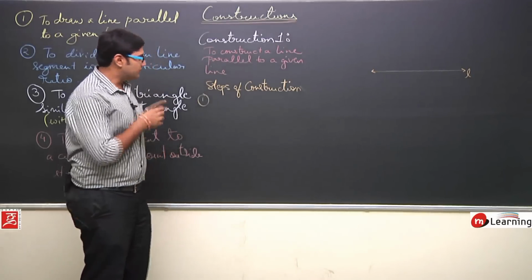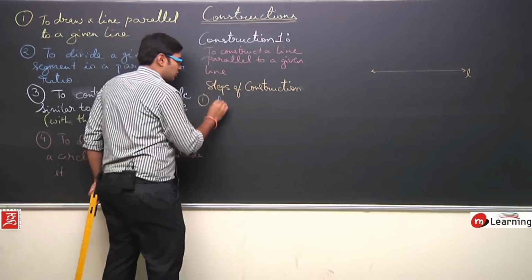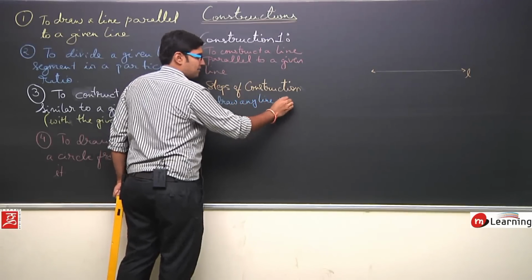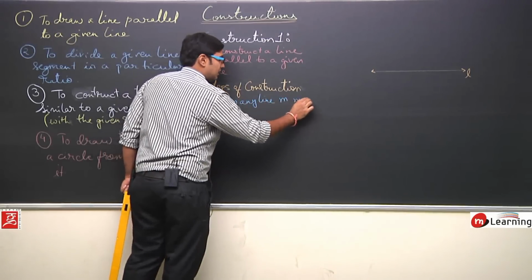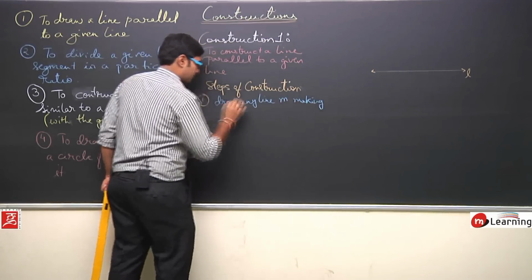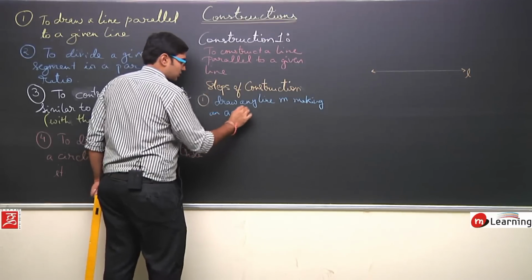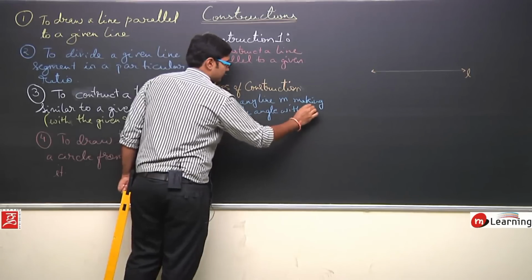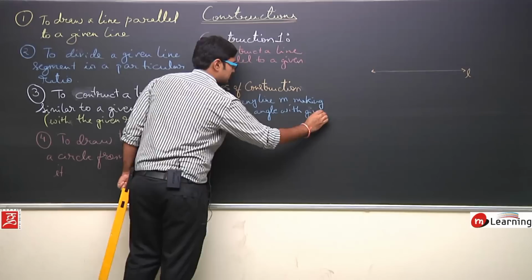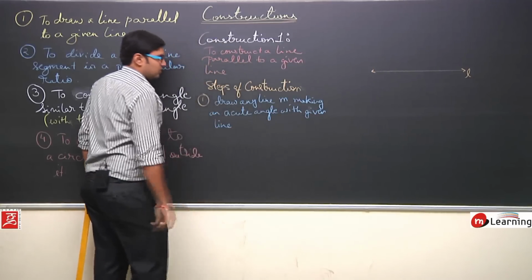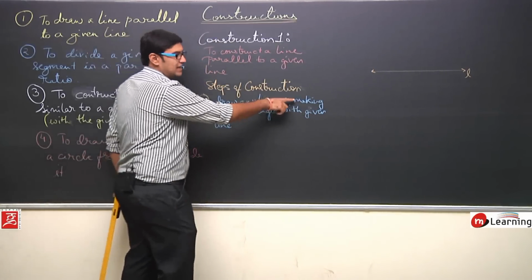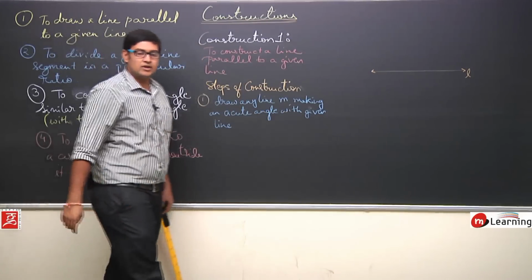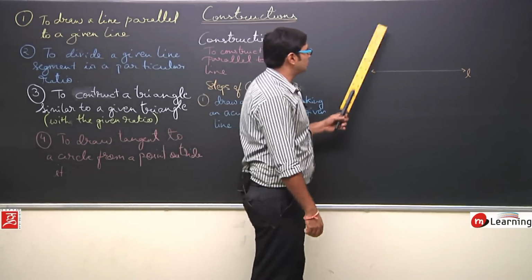Steps of construction, the first step is to draw any line M making an acute angle with the given line. Okay, what is the first step? Draw any line M making an acute angle with the given line. So this is the given line. Now I will draw a line M which is acute to this given line.